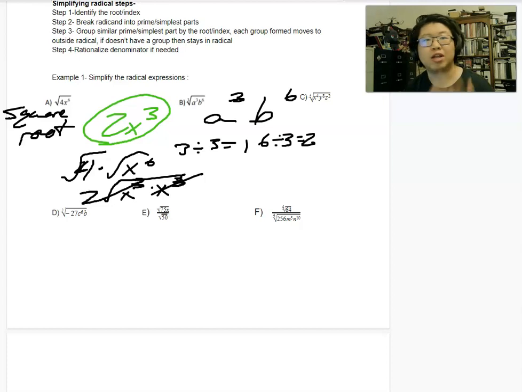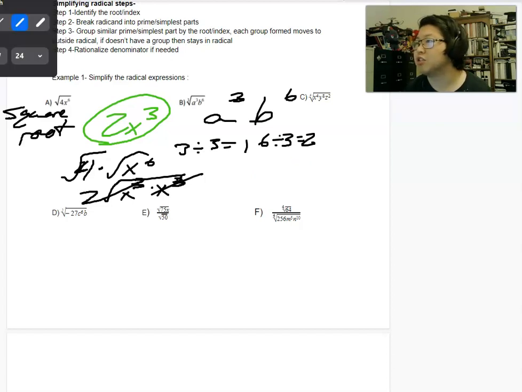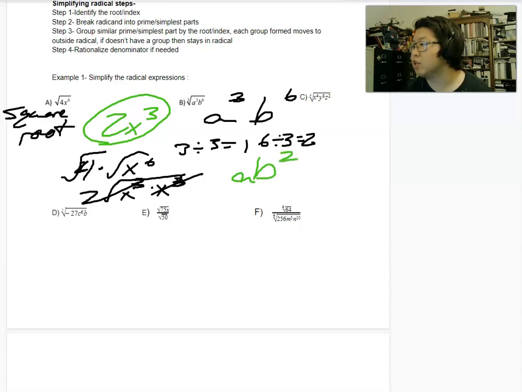So when I do that, I should be able to cancel them down with the third root, the cube root, to be a b squared. I should actually use green again. Sorry about that. So let me erase that to showcase what the answers are here. A b squared. That's for example B.